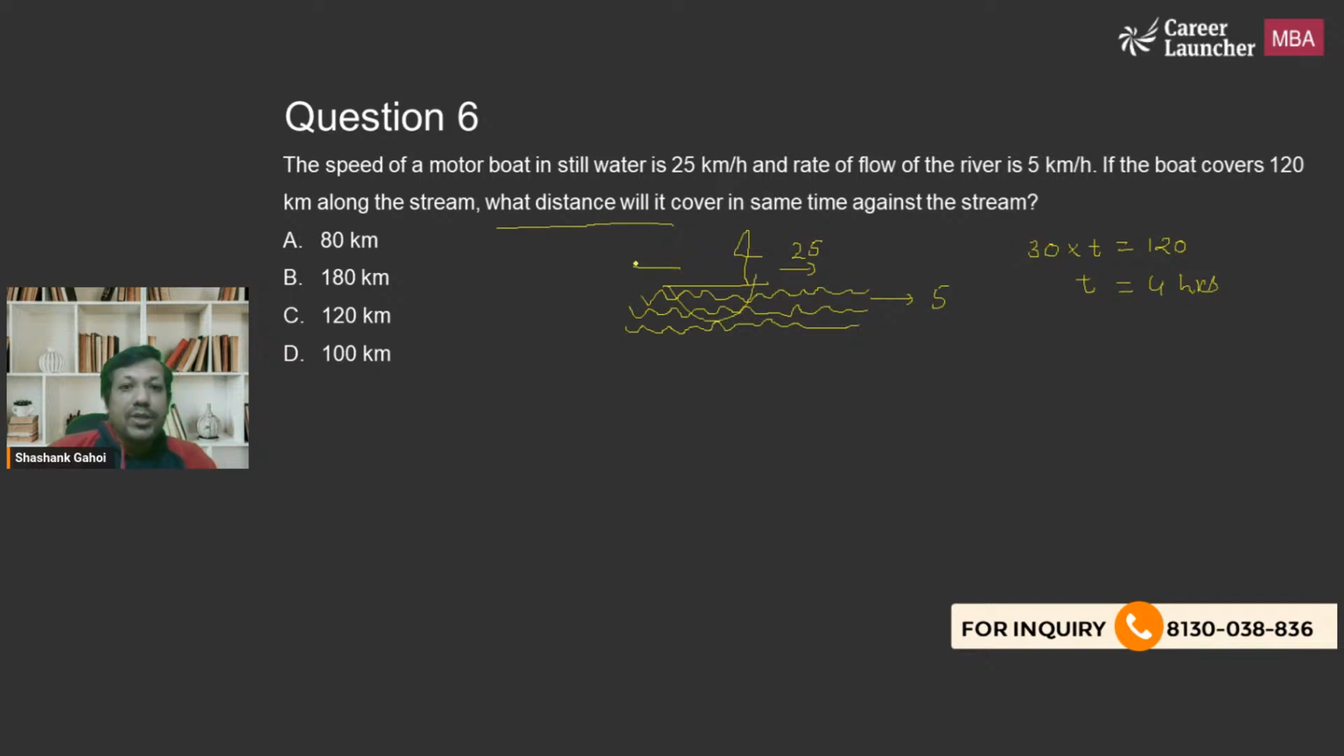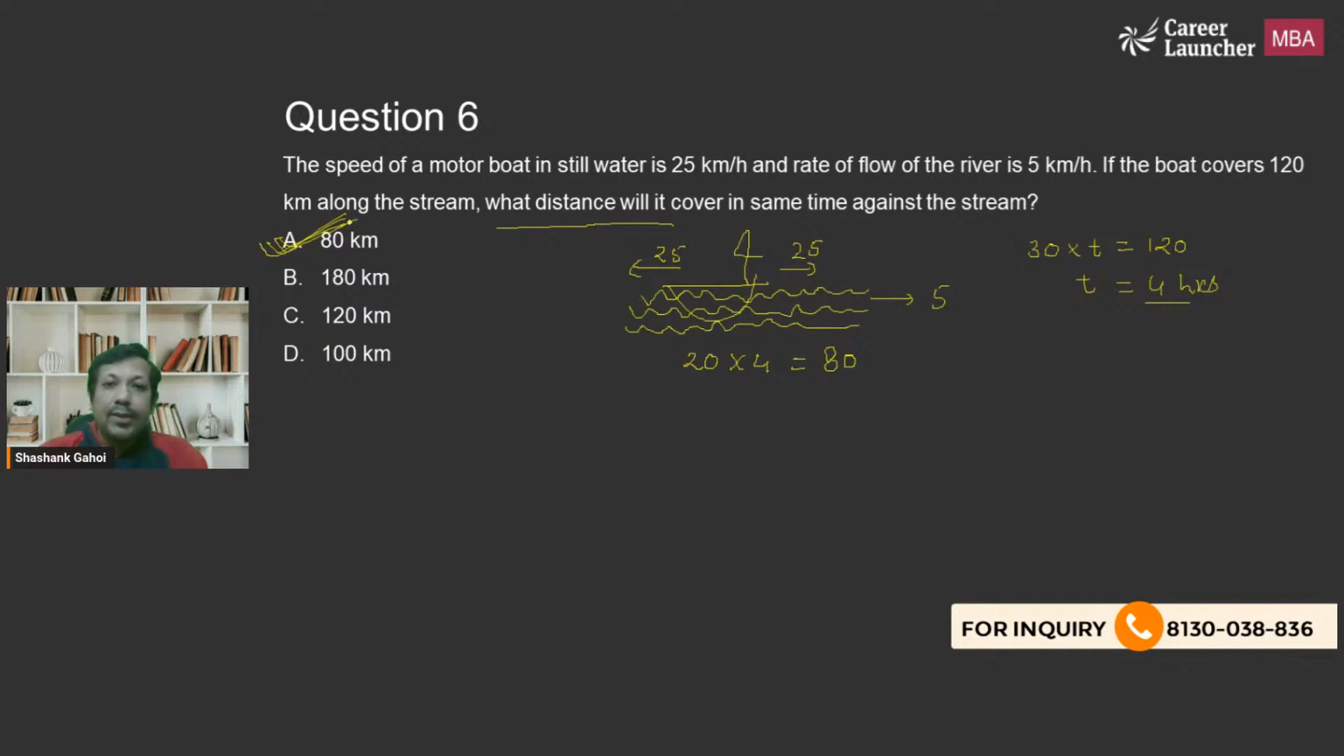Against the stream means the boat will be traveling in this direction with a speed of 25. The river will be traveling in this direction with a speed of 5. So the actual speed of the boat is going to be 20. In the same time, meaning in 4 hours, what is the distance that is going to be traveled? That is going to be 80 kilometers. So the answer of this question comes out to be option A.